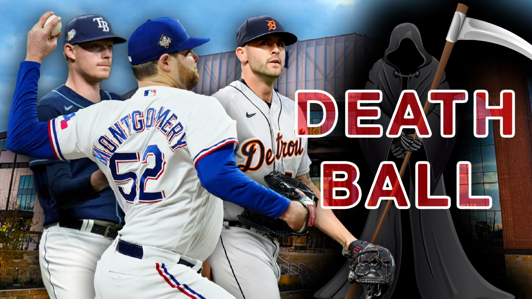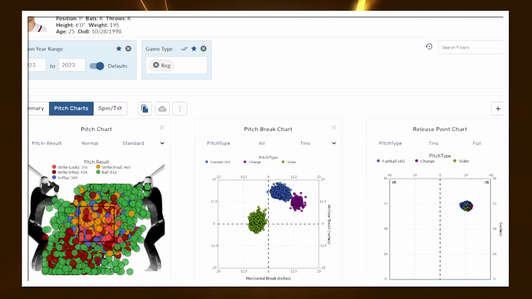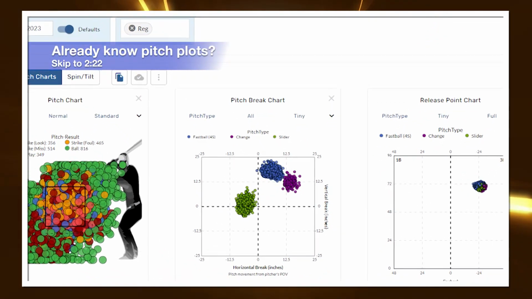The death ball is a term that's become popular in recent months thanks to reporting from ESPN's Jeff Passan as well as thoughts from the third-party player development company known as Tread Athletics. So what on earth is a death ball, and why is the industry so obsessed with naming new pitches? I think it comes down to a basic understanding of our pitch plot.